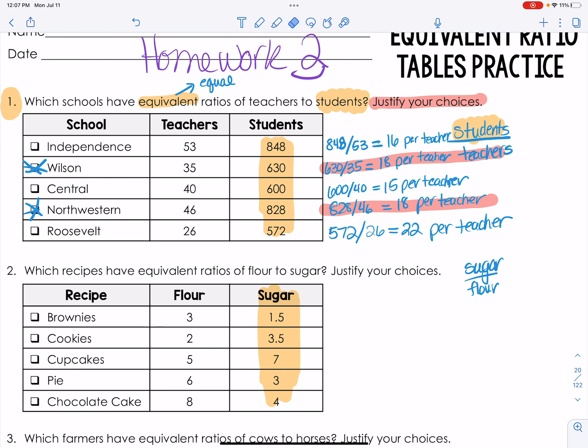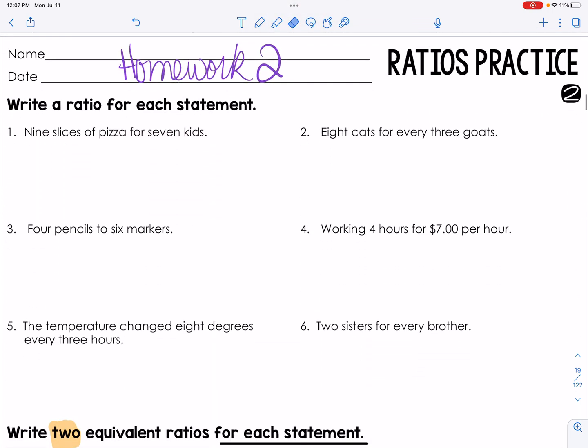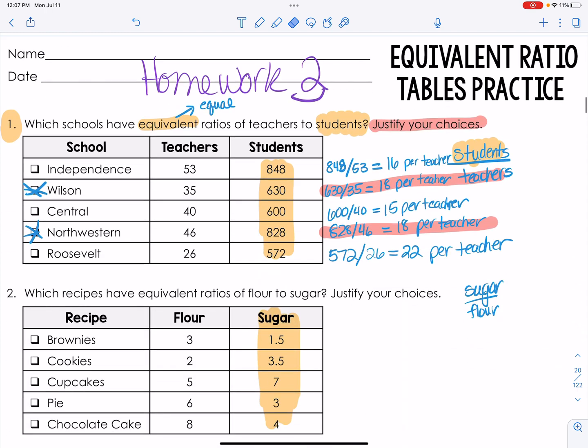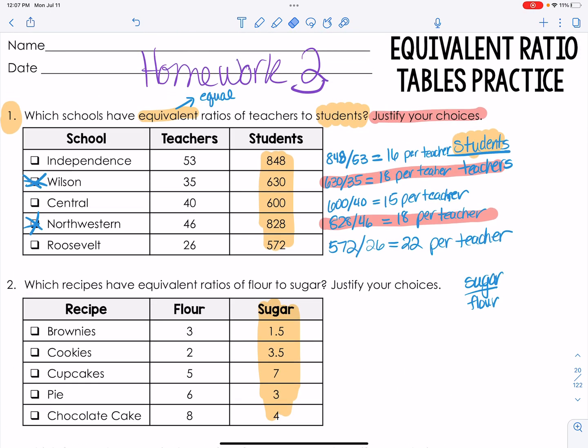So that was homework practice, ratios practice 2, and then equivalent ratios practice. I was just concerned that you might have trouble on those because we didn't quite do examples like that.